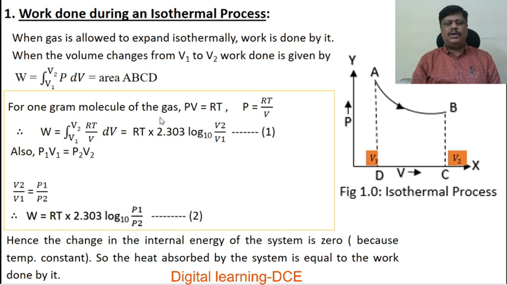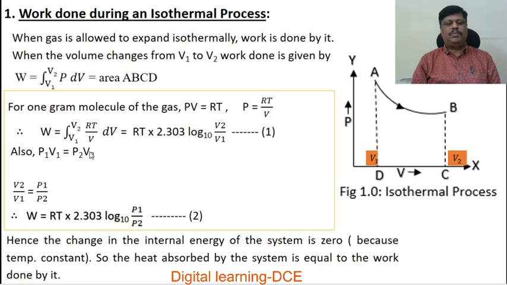For 1 gram molecule of the gas, PV is equal to RT, and also P is equal to RT by V. Substitute for P. So work done W is equal to the integration from V1 to V2 of, for P, substitute RT by V, into dV, that is equal to RT into ln, the logarithm, of V, so log V is converted into common logarithm by multiplying by 2.303. So RT is there, it is a constant because R is the universal gas constant and T is constant, since the isothermal process takes place at constant temperature. Therefore RT is a constant.